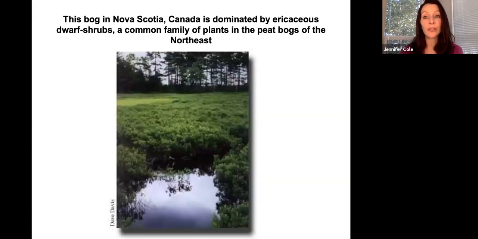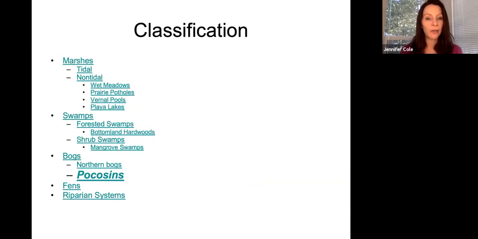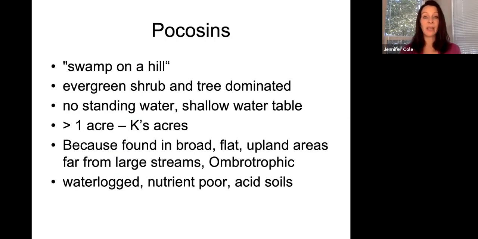Another bog in Nova Scotia, and you can see these shrubby plants and open water a little bit here and there. So the next type of bog is a pocosin. It is the Indian word for swamp on a hill. And the difference here is that there's not any standing water. They can be very small, less than an acre, to thousands of acres. Super, super dense. It's almost impossible to get through these pocosins because there's trees, there's all sorts of shrubs, and you can't get through them very easily.